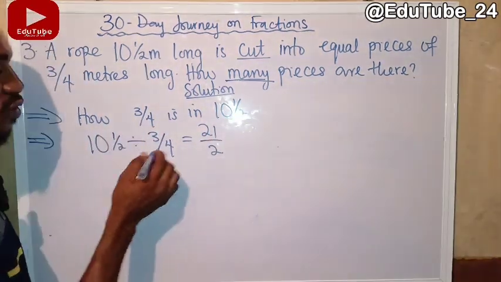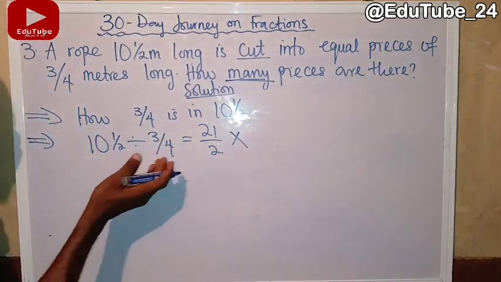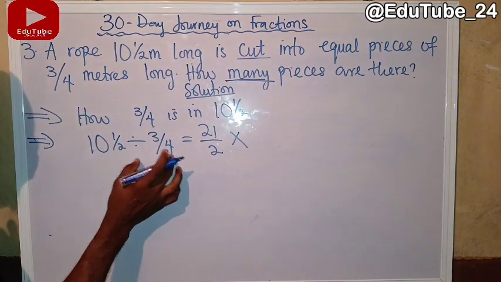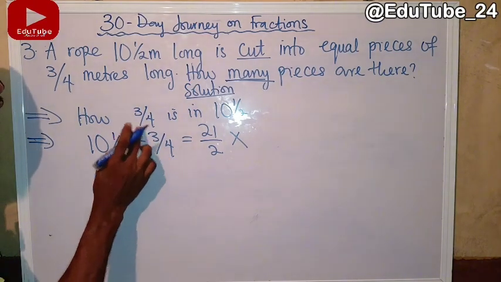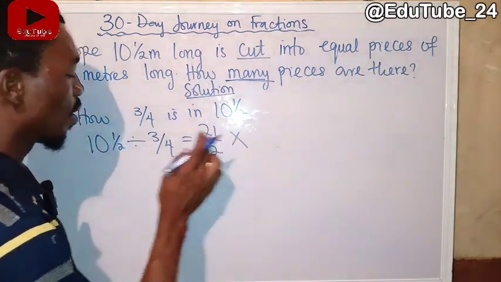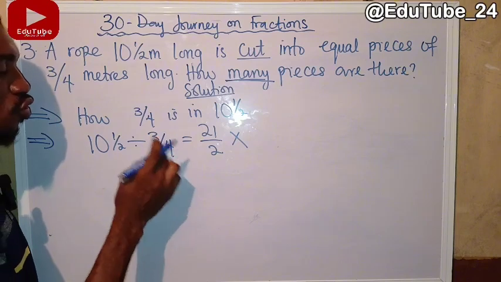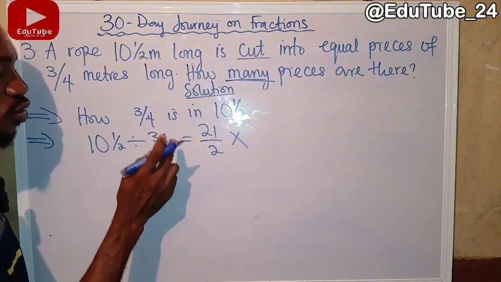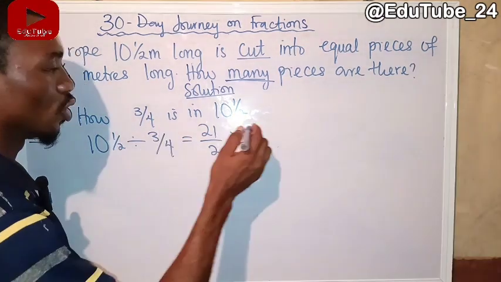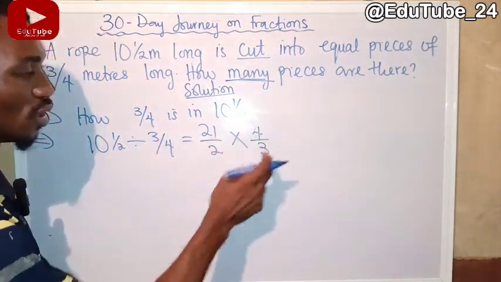And then this division sign we change to times. Don't forget that. We don't work on divisions of fractions in a straightforward manner. We first of all convert the division into multiplication. So the division we turn to times, and we invert the number in front. Invert means the denominator becomes the numerator, and the numerator becomes the denominator. So 3/4 becomes 4/3.